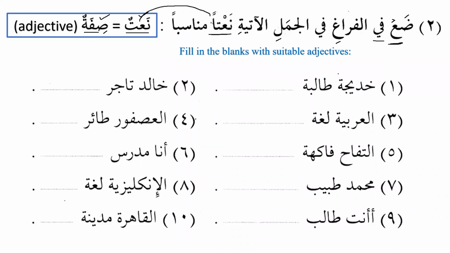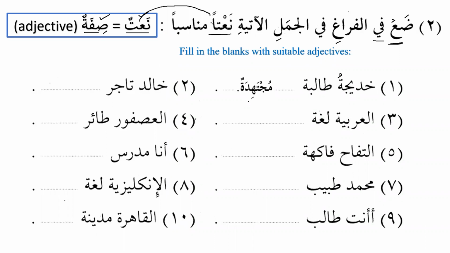Khadijatu. Please remember that Khadija will not take tanween. It will be Khadijatu, and we will say Khadijatu talibatun mujtahidatun. You can put any adjective over there. I have the adjectives over here, like mujtahidatun, jadidatun, jamilatun. You can add any adjective. I have these adjectives for you, but it's not necessary that we have to use these adjectives.